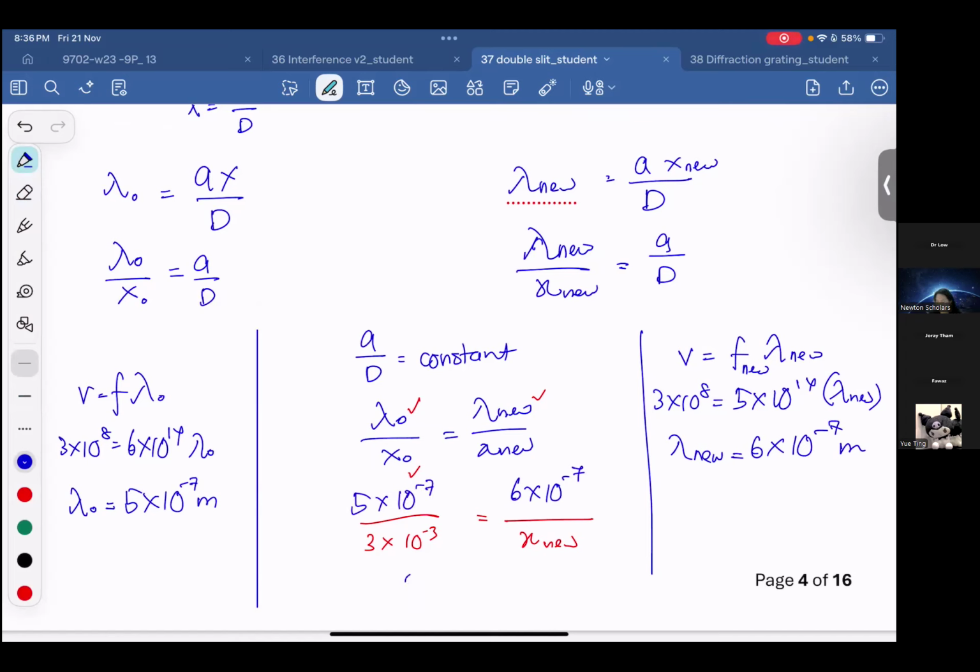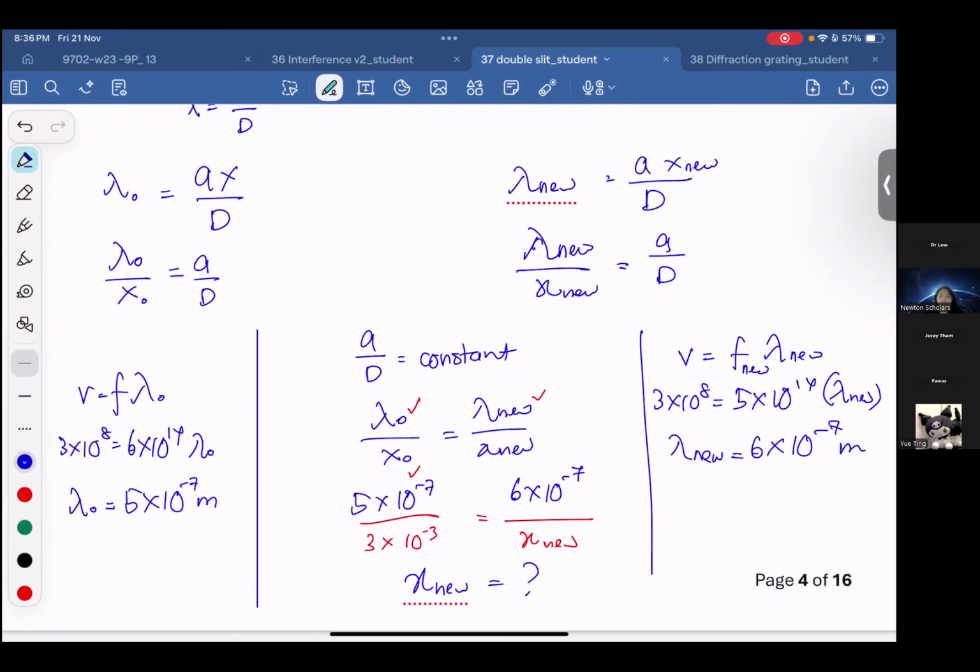Calculate what is your x new. Vashini correct. Fawa correct. How about others? Are you able to get the idea for this question? The whole setup doesn't change, only the frequency changes. Frequency changes, that means wavelength changes.